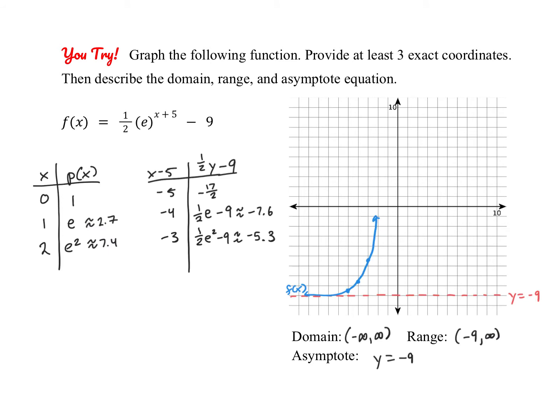All right, go ahead and check your work here. So you can see I have my parent function coordinates, my transformed coordinates, and here I have the exact coordinates and then the decimal approximations to help me graph.